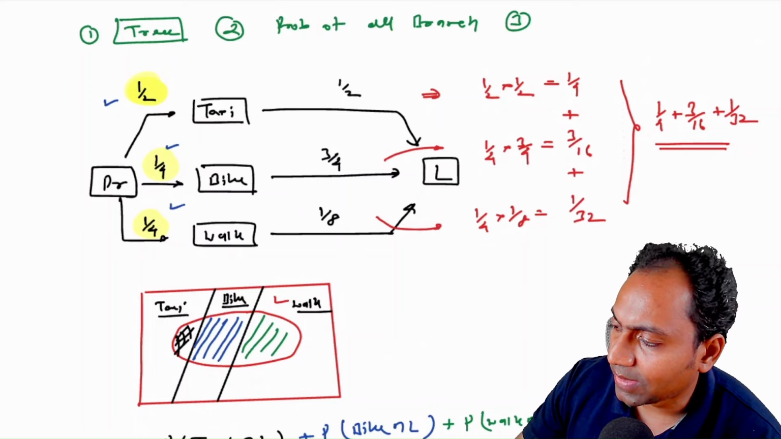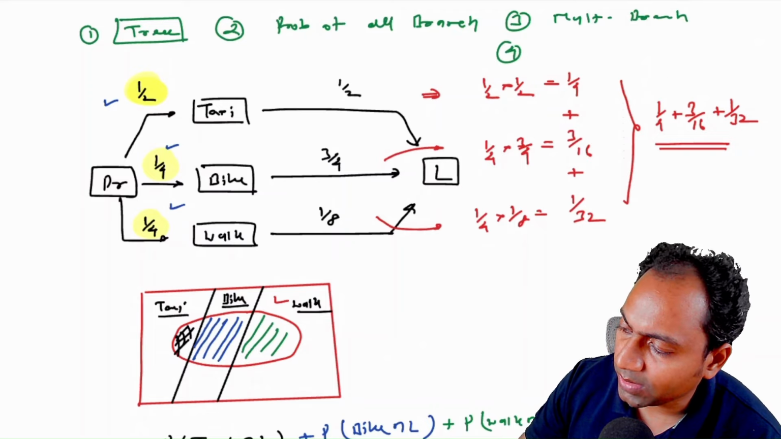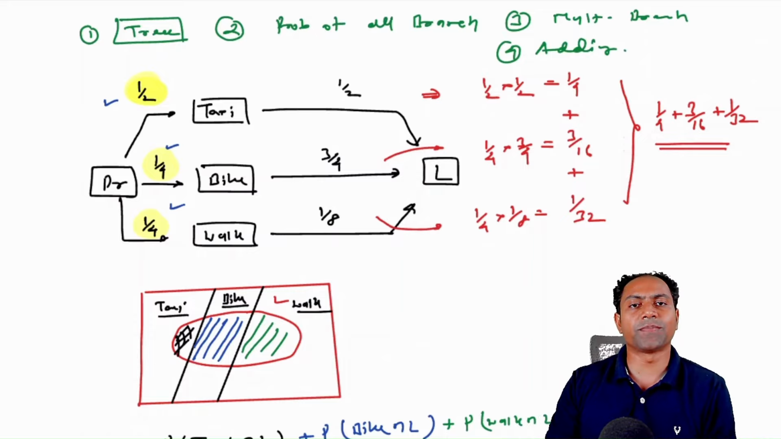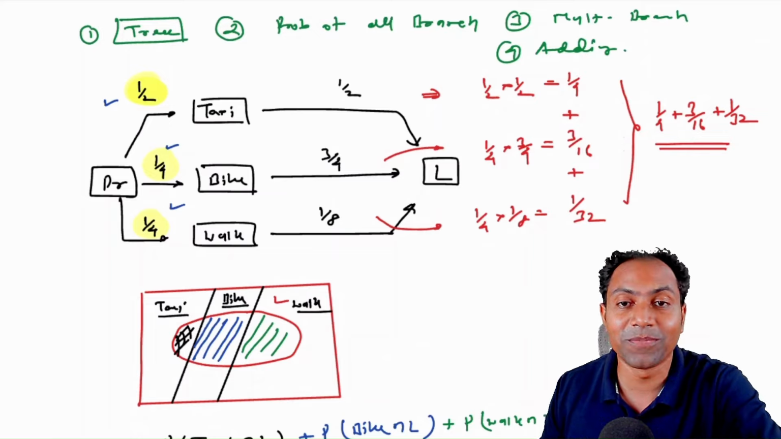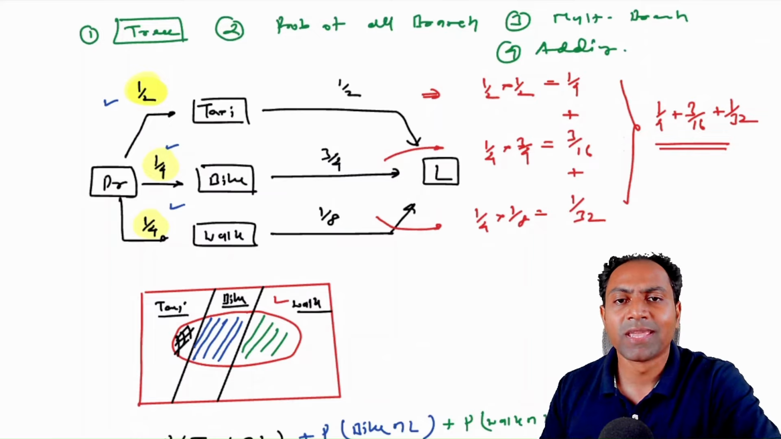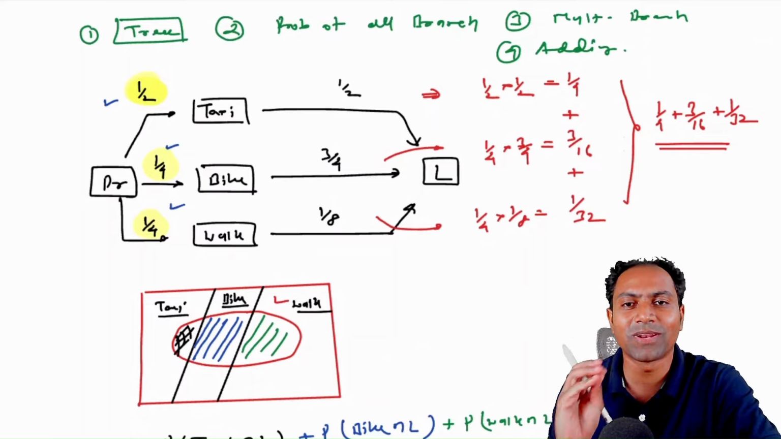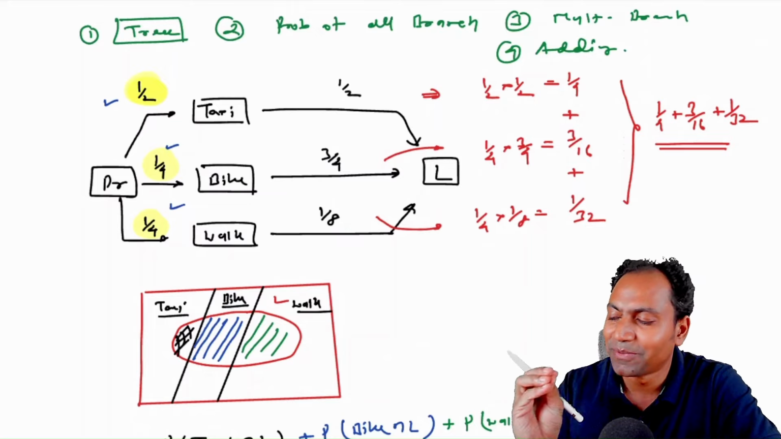In third, you are multiplying corresponding to branch. And in the fourth part, you are adding it up. So it is a very simple question. If you do this, you will get your answer. This is the fundamental theory behind total probability theorem. Here also, I will add one more line, also cover up the theory related to Bayes theorem as well.